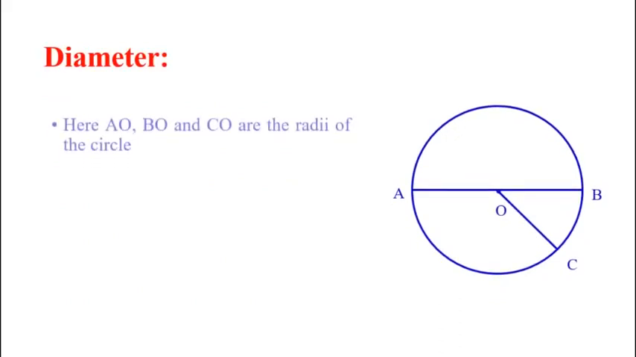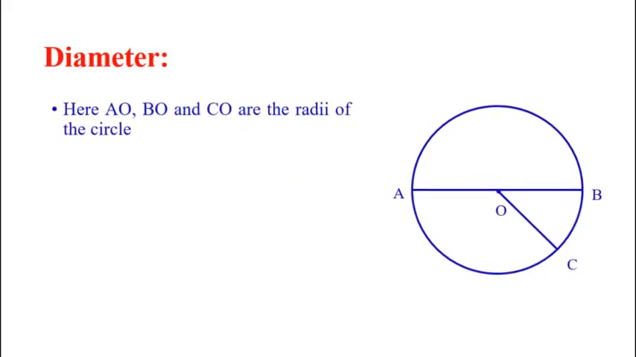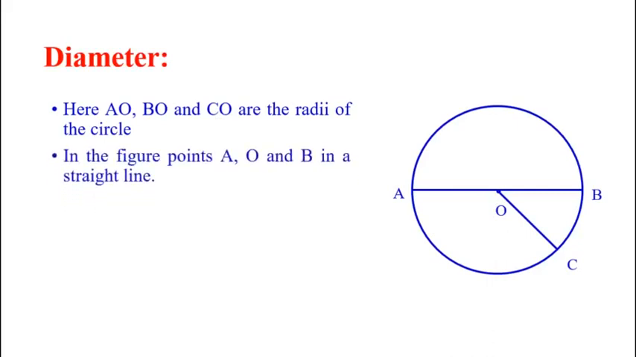Then, what is the diameter of a circle? Here, AO, BO and CO are the radii of the circle. We know that radii of the circle are equal. In this figure, points A, O and B are in a straight line. And we know that AO is equal to BO. So, here AB is equal to 2 into AO or 2 into BO.